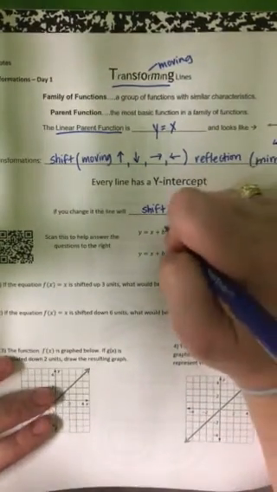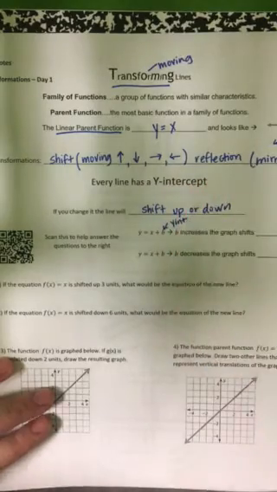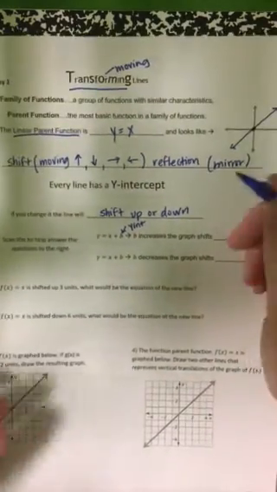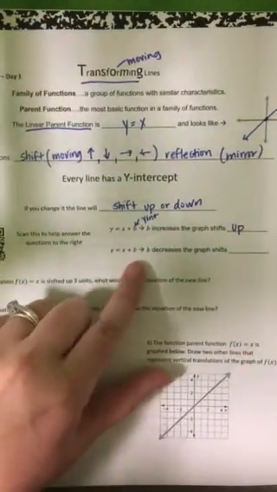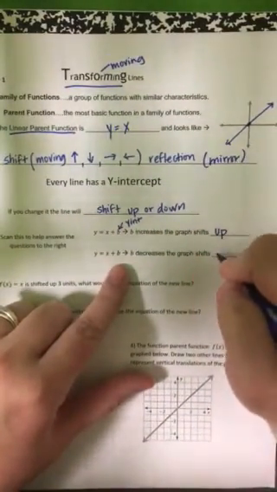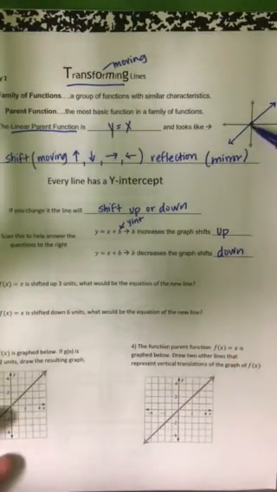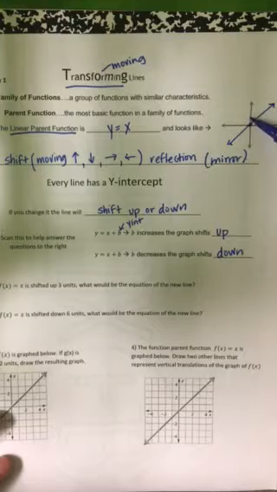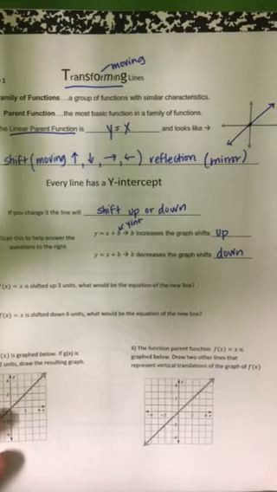So remember that b is my y-intercept. Okay, and if I increase it, then my graph is going to shift up. And if I'm going to decrease it, my graph is going to shift down. So what that means is my y-intercept's at 0. Let's say I add 2 to it, it's going to shift up. Or if I make my y-intercept -2, it's going to shift down.